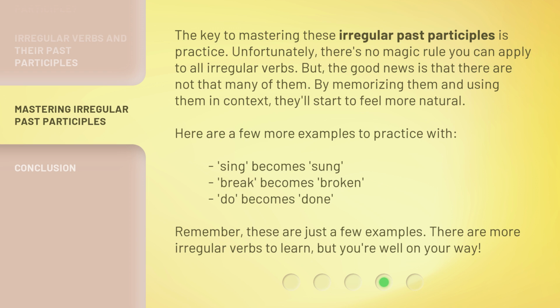Here are a few more examples to practice with. Sing becomes sung. Break becomes broken. Do becomes done. Remember, these are just a few examples. There are more irregular verbs to learn, but you're well on your way.